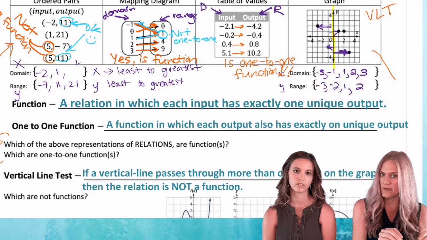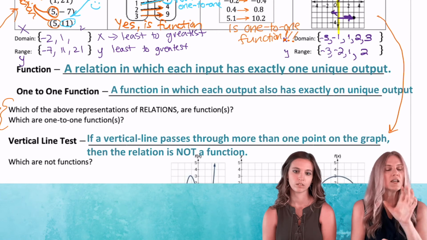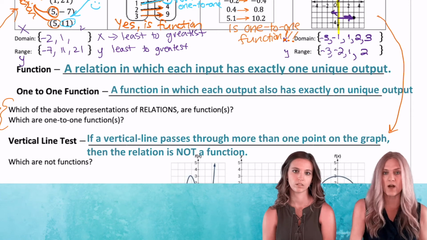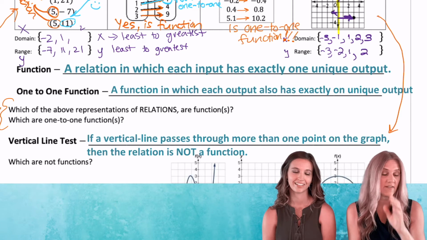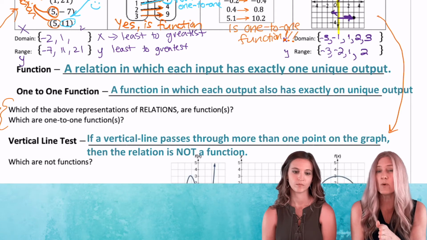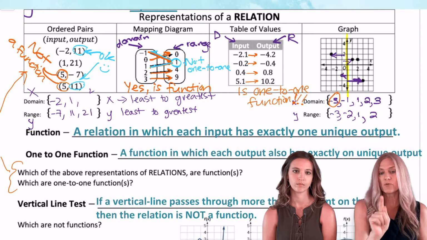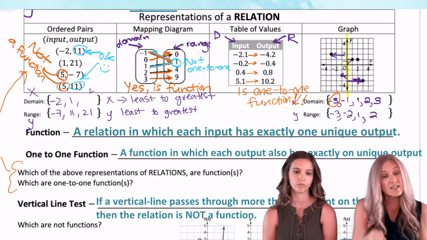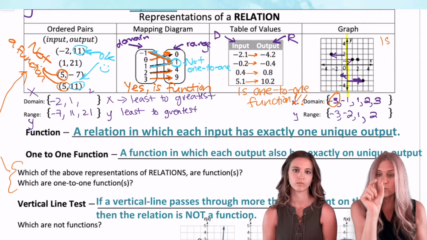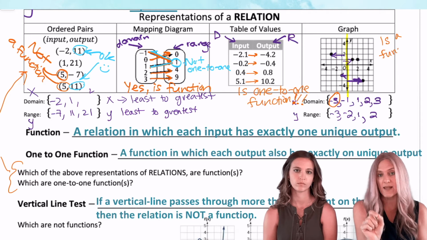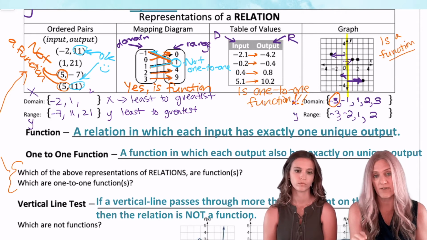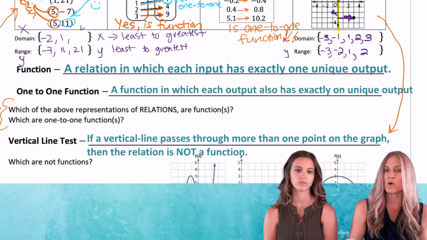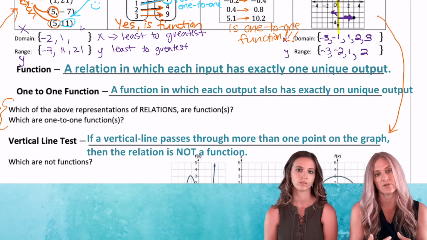So if we want to jump down there, the vertical line test says, if you're looking at any sort of a graph and you draw a vertical line, if that vertical line goes through more than one point, then it's not a function. So if we look at our graph, it's just a collection of points, but there are no 2 points that occur on the same vertical line. So our graph is a function. But let's look a little bit more at vertical line test and see if we understand it.